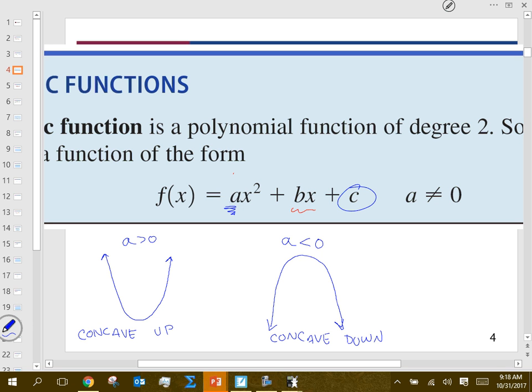A y-intercept. When x is 0, we would have that term go to 0, right? We'd have that term go to 0, and we would be left with c, correct? So f of 0, when x is 0, we're left with a y value that is c. So that c term right there, what's really nice about it is that it provides me my y-intercept.